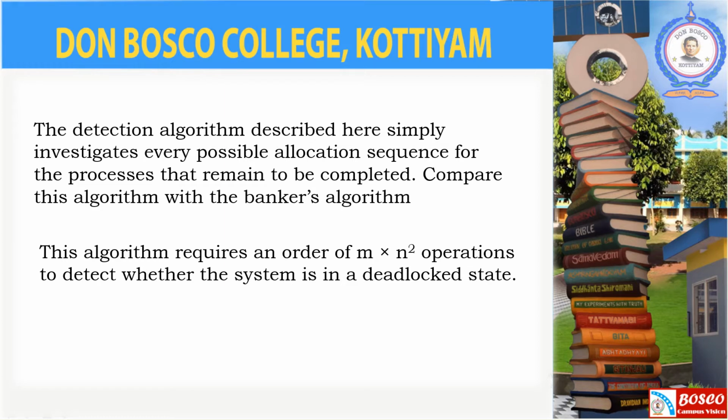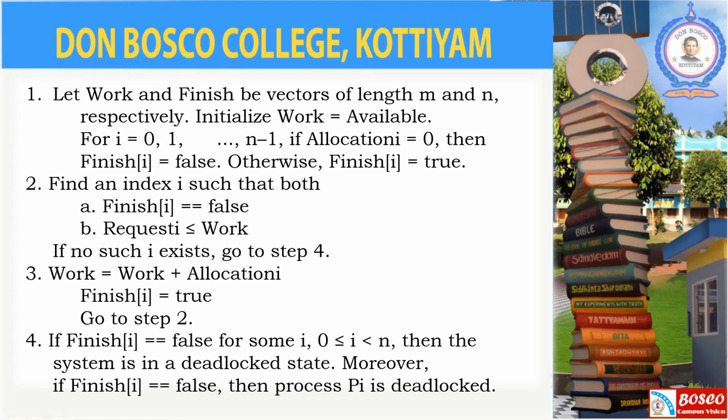Before going to the algorithm, some simple points: compare this algorithm with Banker's algorithm, and this algorithm is very simple. It simply investigates every possible allocation sequence for the processes that remain to be completed. The cycle keeps working according to each process completing, like Banker's algorithm. And this algorithm requires an order of m into n raised to 2 operations to detect whether the system is in a deadlock state or not. Now we can check the algorithm to detect the deadlock state.